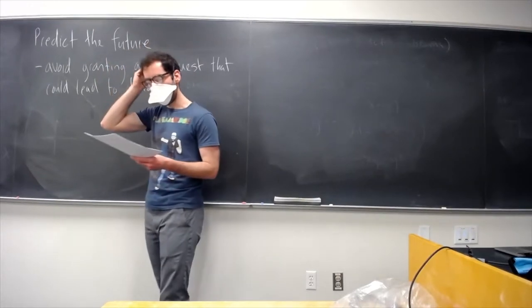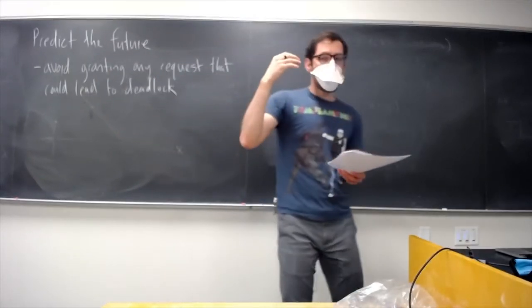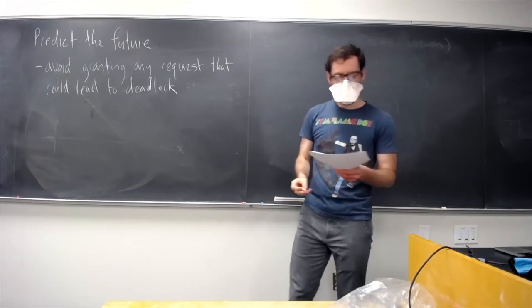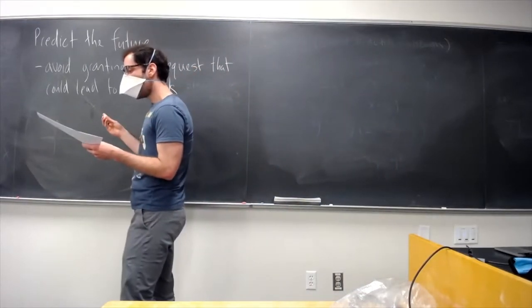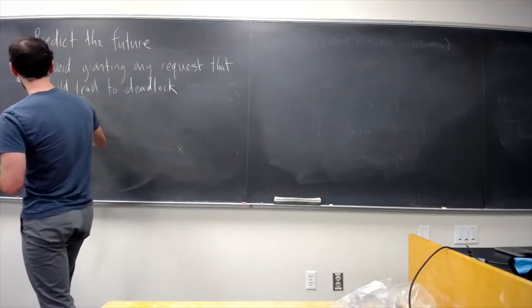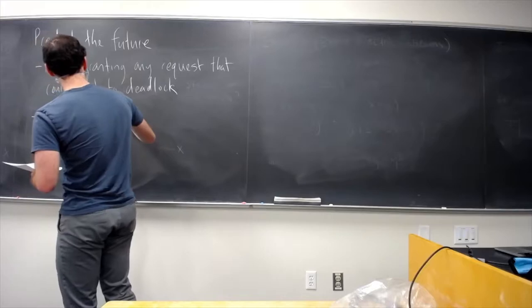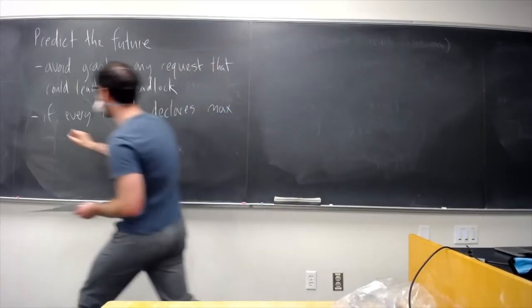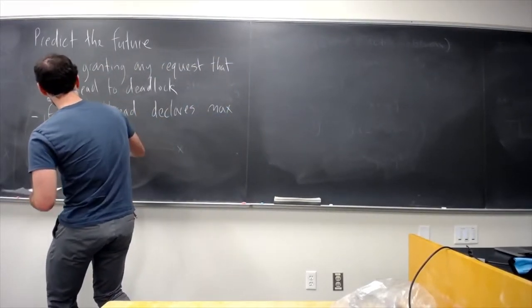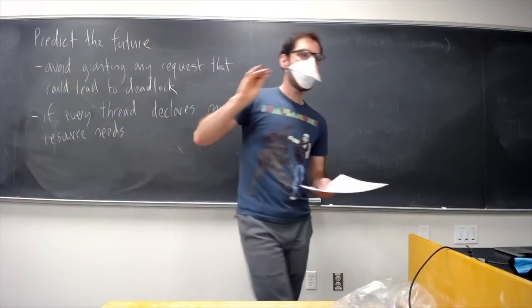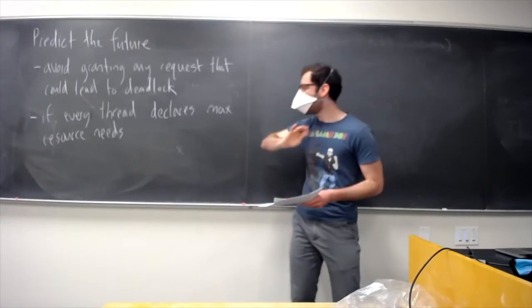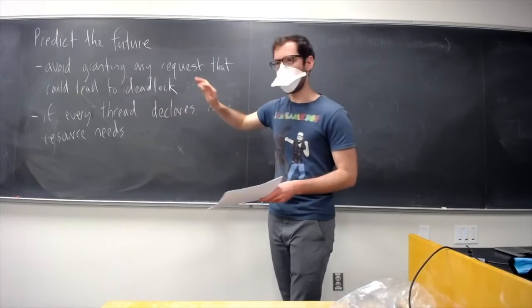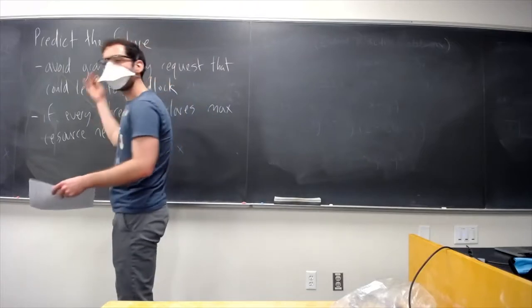So we would need to know something about the programs that are running in order to make this prediction. And in particular, if we have all threads declare, okay, this is the maximum amount of resources that I will need. This is the maximum amount of memory I will need. This is the whatever resources we're managing.